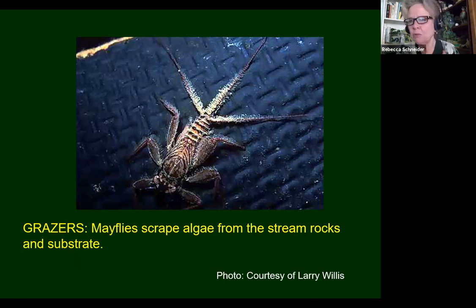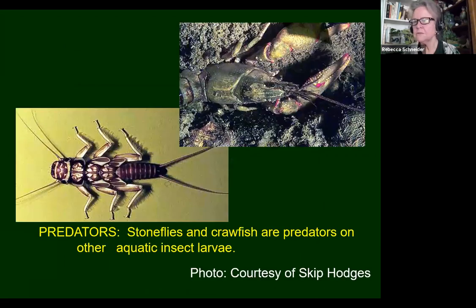This is an example of a grazer. So the grazers actually scrape algae from the rocks. So when you get further down into the river system where the light can penetrate into the water, you get algae to start growing on the rocks, and these guys come along and scrape it off. This is the immature form of a mayfly. The predators are things like stoneflies and crawfish. So they go and they actually prey on all those other invertebrates.